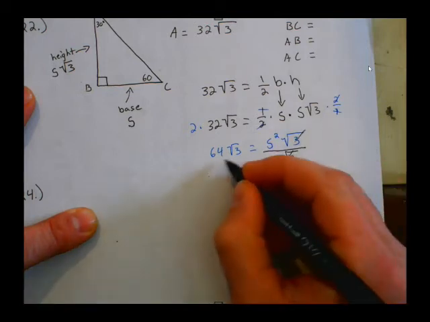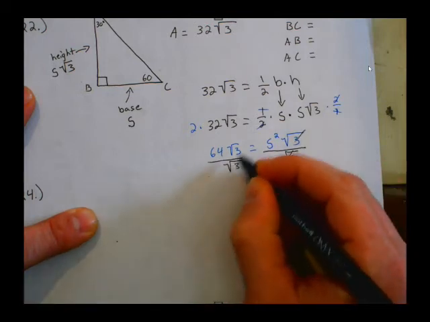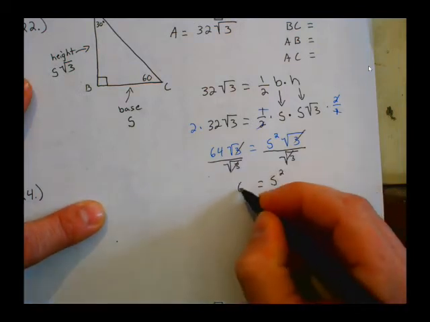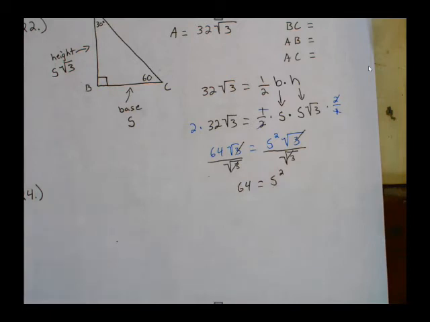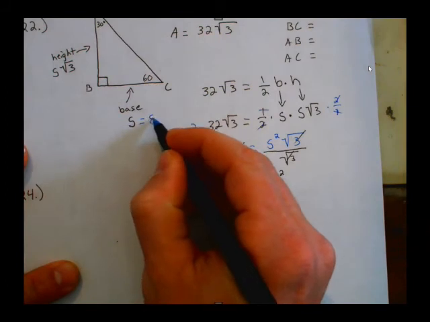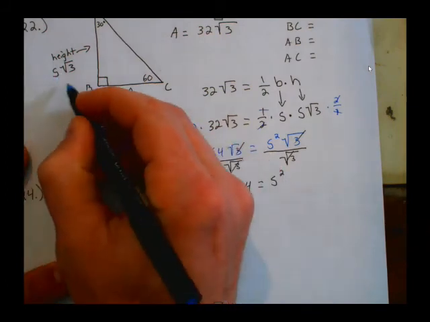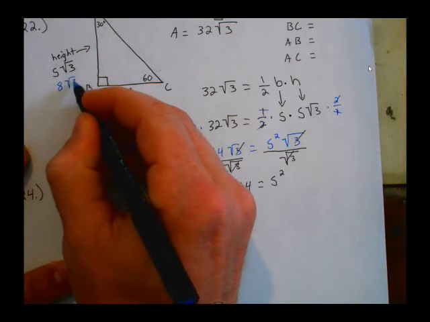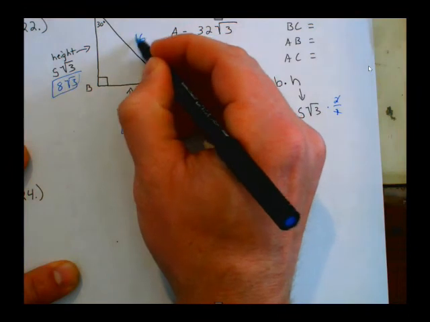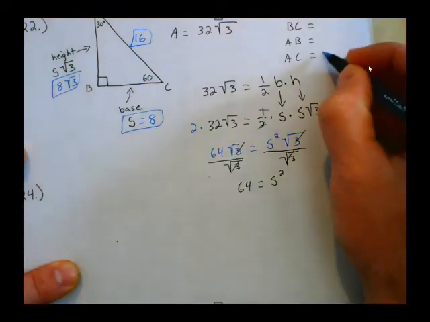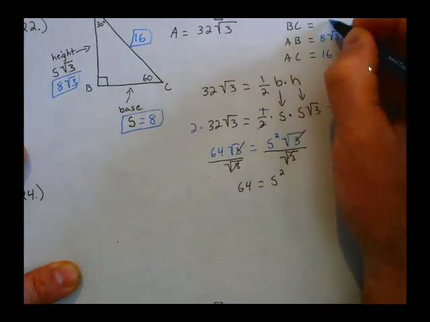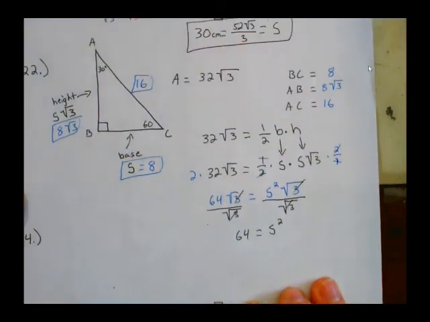That's gone, which means S squared is equal to 64. Therefore, the square root of that is 8, so I know S is equal to 8. This is going to be 8 root 3, and this over here is going to be 2 times S, which is 16. So there are my answers: AC is 16, AB is 8 root 3, and BC is 8. Those are my answers for number 22.